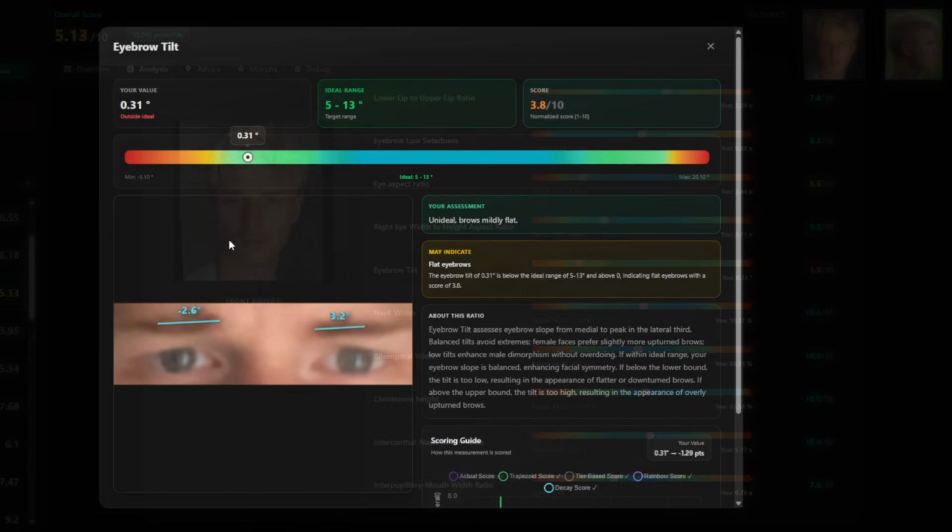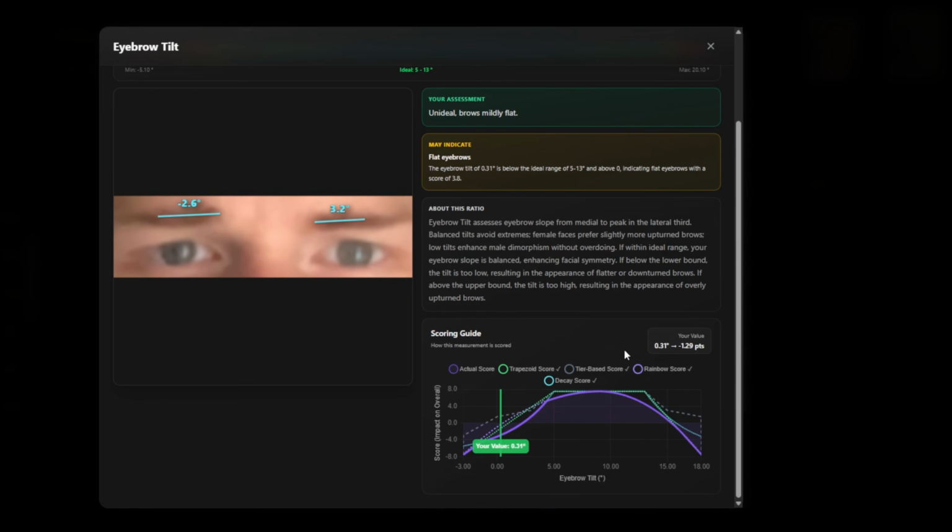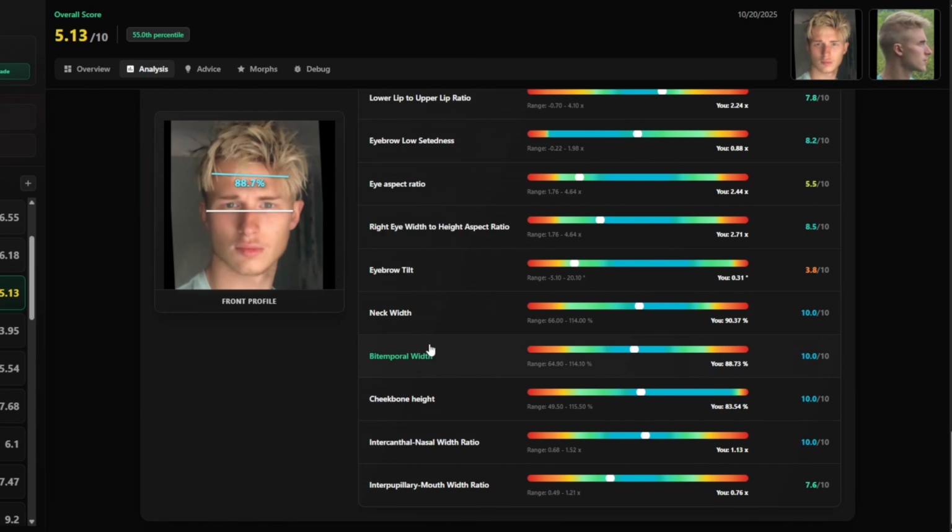Eyebrow tilt, actually he has a negative eyebrow tilt here and slightly positive here, which kind of balance out. So I'd say he has a neutral eyebrow tilt. He has flat eyebrows overall. By the way, this doesn't mean that his eyebrows here are actually negative in the absolute sense. It depends on both of them together, which he has flat eyebrows. And that does take away a decent amount of points from him.